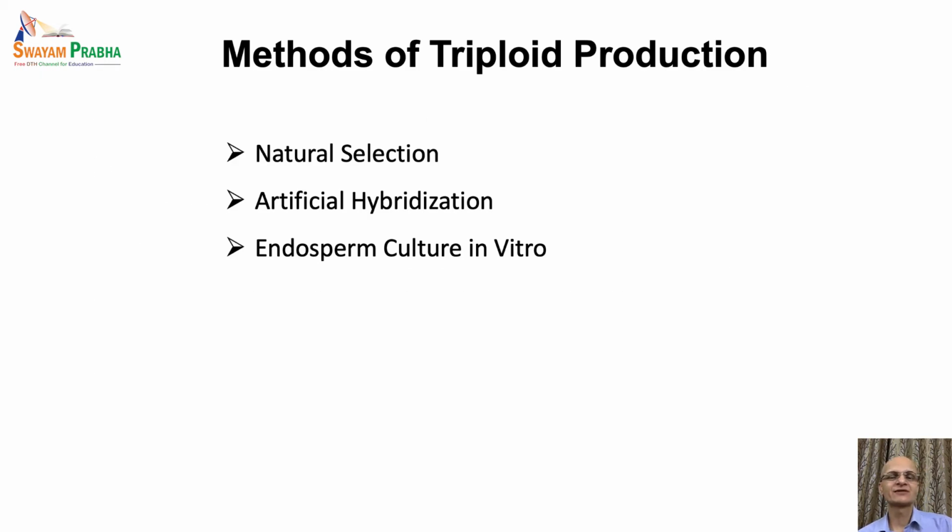Next is the methods of triploid production. There are actually three major categories into which the triploid production methods can be grouped. One is natural selection, then we have artificial hybridizations, and finally the in vitro culture of the endosperm tissue.